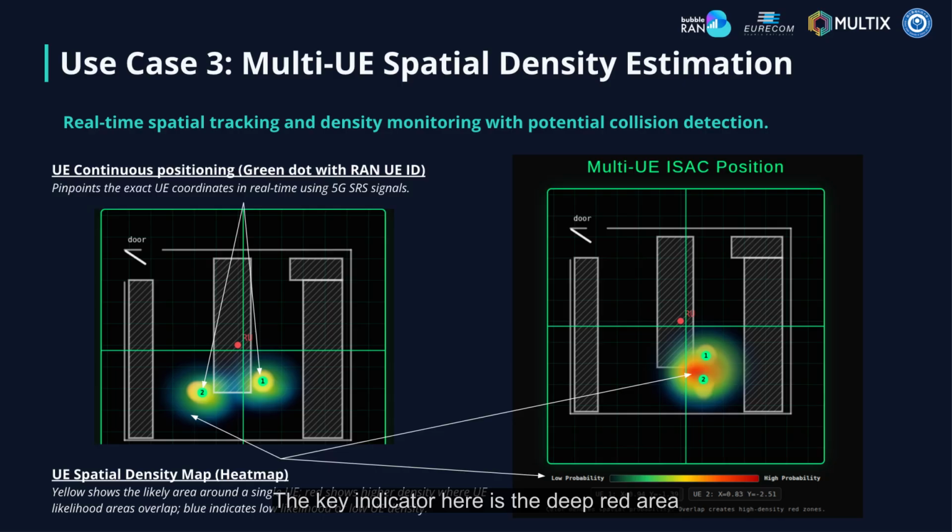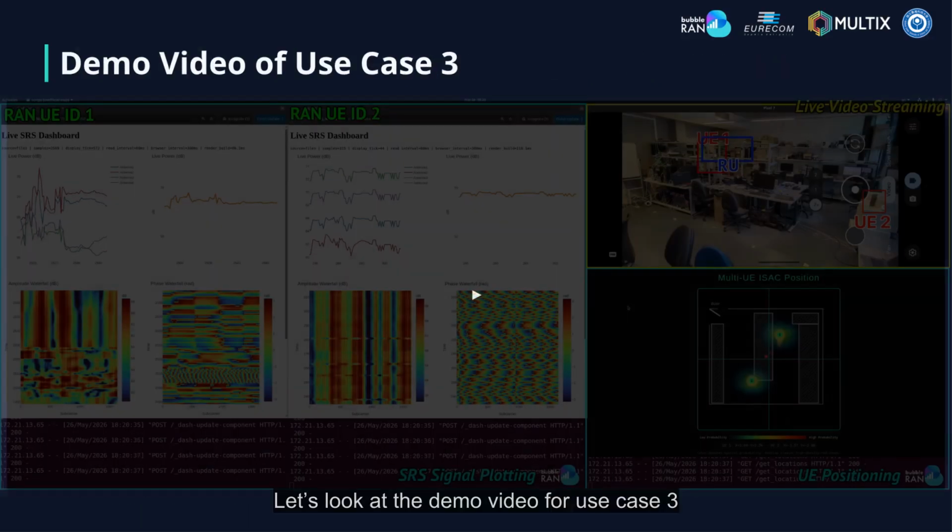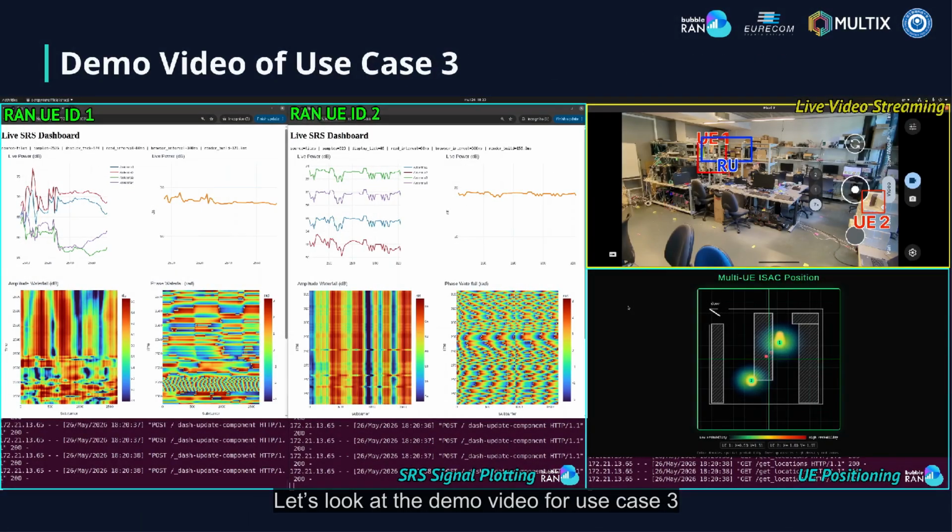The key indicator here is the deep red area. When multiple probability clouds overlap, the system marks that region in deep red as a collision alert, indicating a high collision risk. Let's look at the demo video for use case 3.